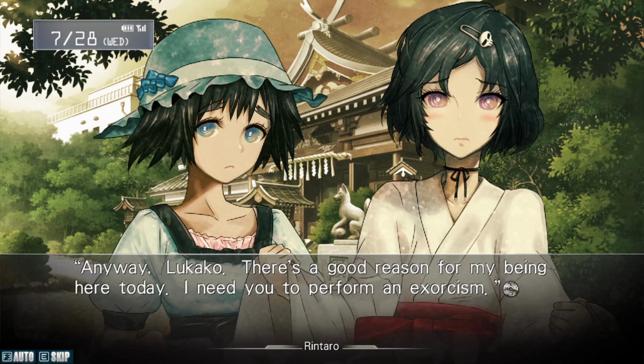Well, prior to us going into that, and seeing what an exorcism from Rukako looks like, I think that's a good place to cut it.